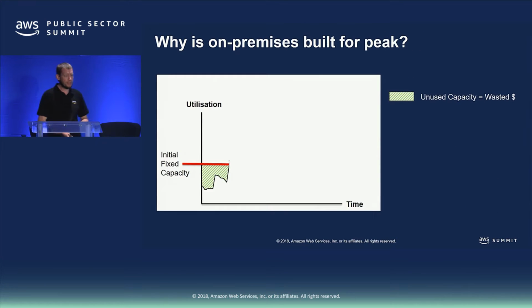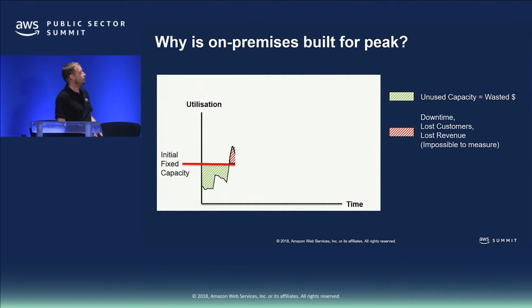And why do we build for peak? Well, what we typically do is we have a fixed capacity, and then you're using somewhere in amongst that capacity, and then something happens. And I've seen organizations this has happened to. Suddenly, you get the oh no moment where the infrastructure isn't sufficient for your demand. It goes above. There's that, okay, what do we do?